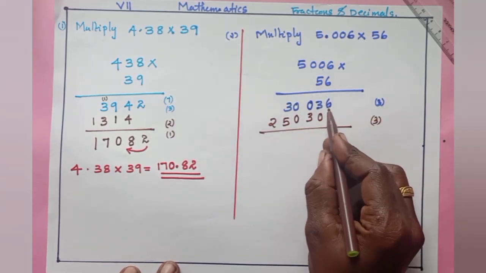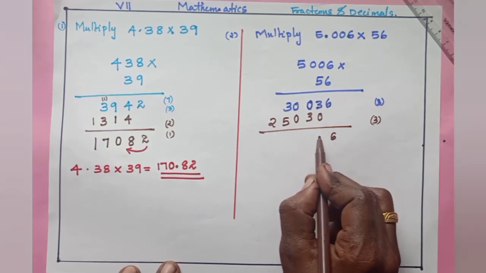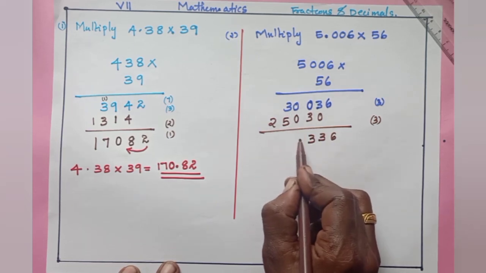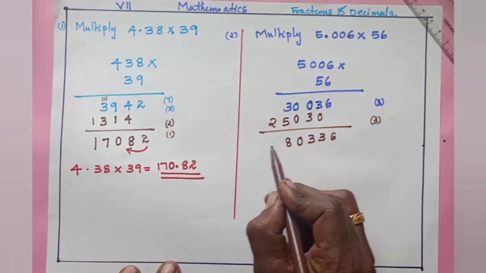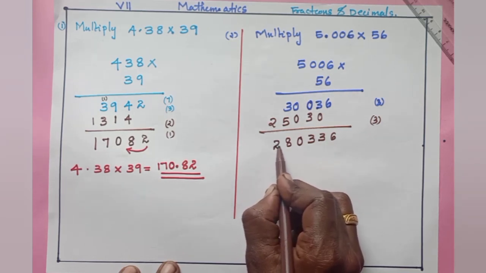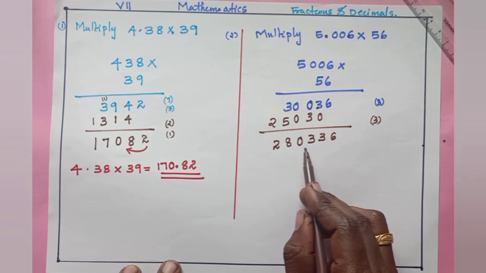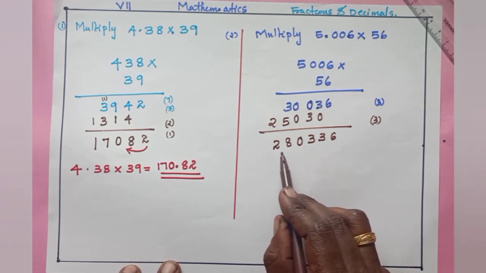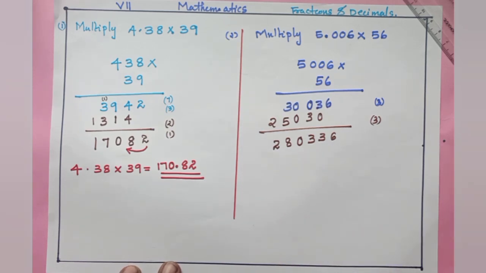Addition, adding: 6, 3 plus 0, 3. 0 plus 3, 3. 0, 0. 3 plus 5, 8. Then this 2. See, the answer is 2,80,336. Change into decimal number.